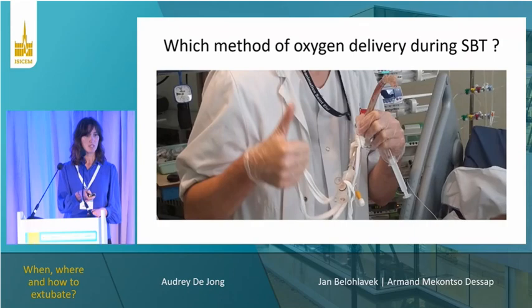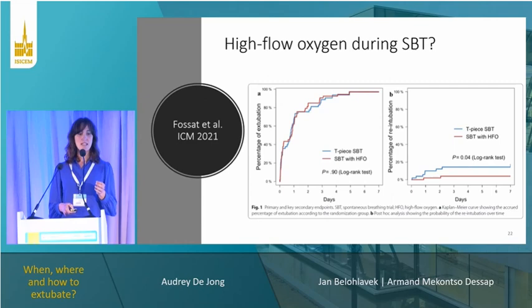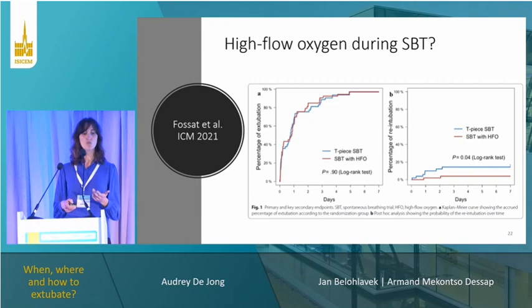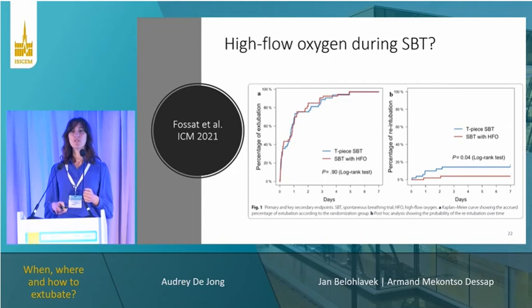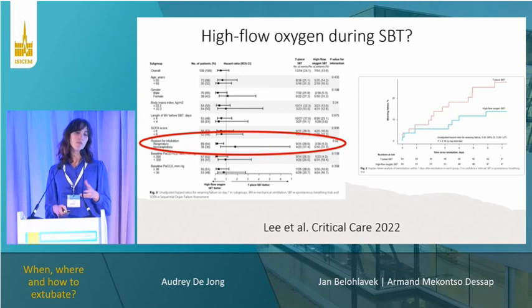Which method now of oxygen delivery during spontaneous breathing trial? It was assessed in 2 recent studies, and what they found is that TPS SBT was less good regarding the percentage of reintubation than spontaneous breathing trial with high flow oxygen. Of course, high flow oxygen allows good humidification, and it can be done during spontaneous breathing trial. And those results were confirmed by a recent paper in Critical Care, without significant difference in the overall population, but with increased benefit in patients intubated for respiratory reasons.